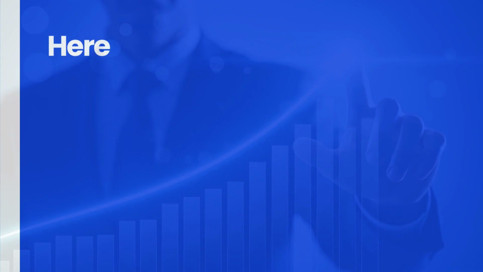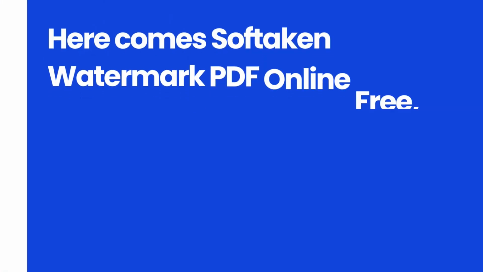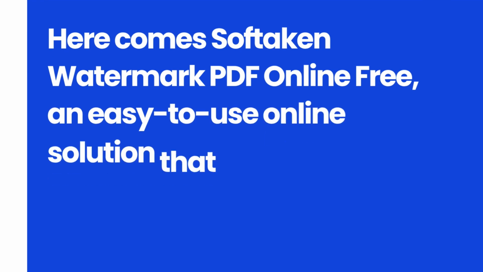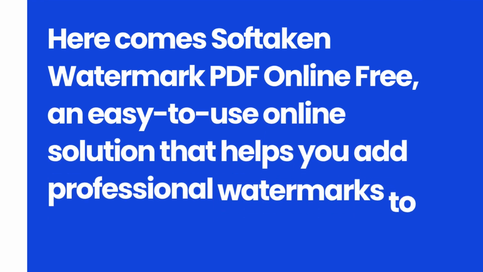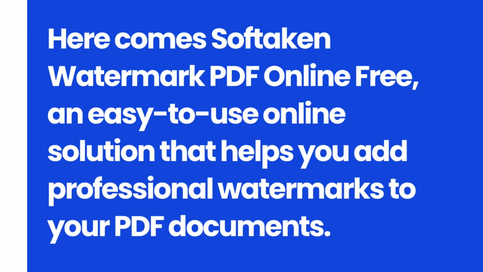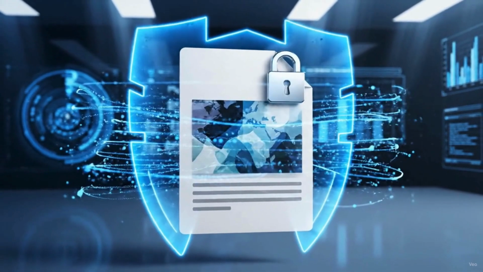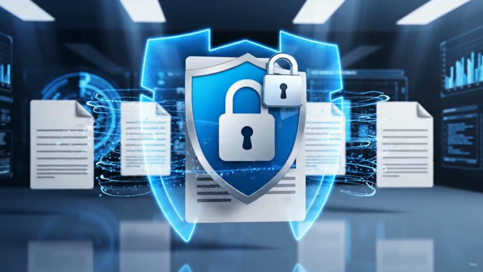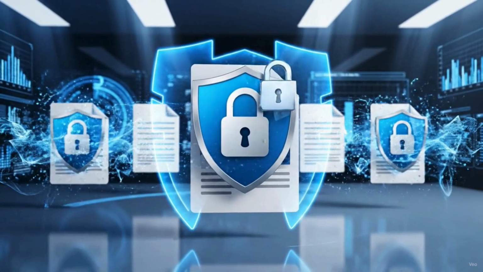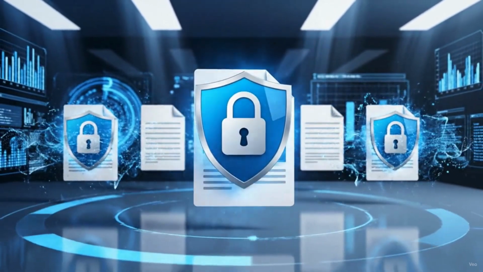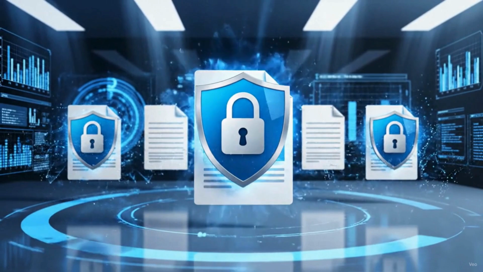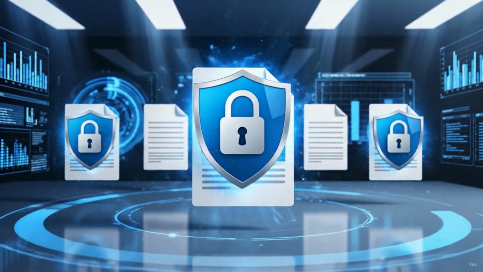Solution: here comes Softaken Watermark PDF Online Free, an easy-to-use online solution that helps you add professional watermarks to your PDF documents. With this tool, you can protect your files by adding custom text or image watermarks in just a few simple steps. You can personalize your watermark by adjusting its position, size, color, and transparency according to your requirements.